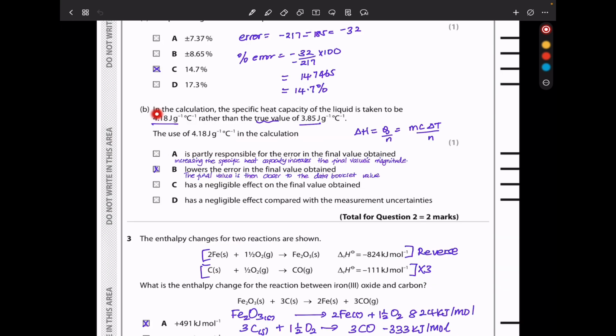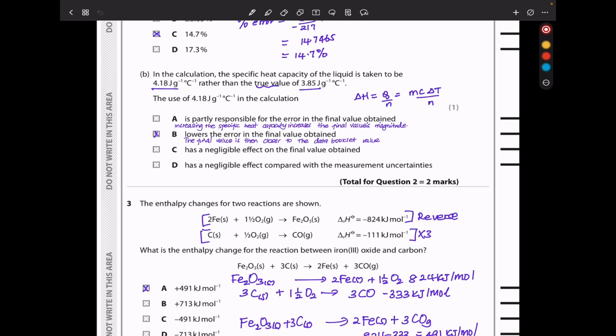In part B, in the calculation, the specific heat capacity of the liquid is taken to be 4.18 joules per gram per degree Celsius, rather than the true value, which is 3.85 joules per gram per degree Celsius. They ask about the use of 4.18 joules per gram per degree Celsius in the calculation. Using this specific heat capacity rather than that, it means we are going to get a higher delta H. And this delta H is going to be closer to the actual delta H value or the true value, or you could say the data booklet value.